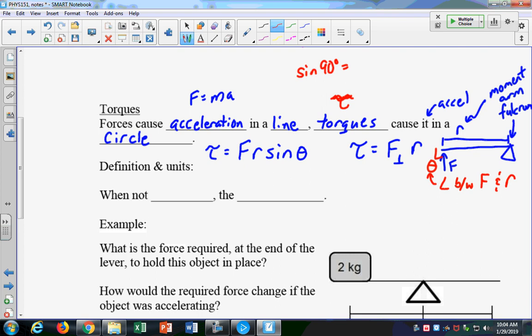All right. So torque is equal to F perpendicular times R. The units of torque are Newton meters. You'll see other units of torque. Foot pounds. You know, here's a torque wrench. You know what a torque wrench is?